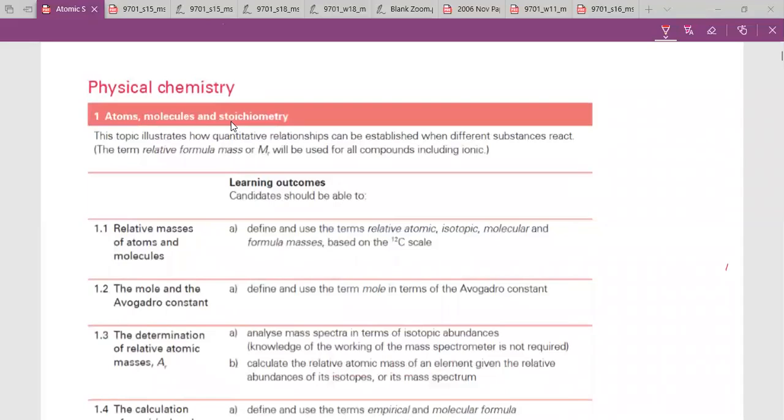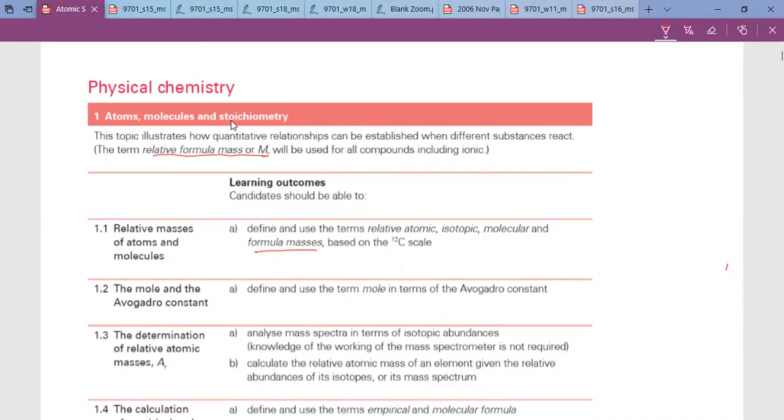The topic illustrates how quantitative relationships can be established when different substances react. The term relative formula mass will be used for all compounds, including ionic. So this is very important that we state here first. Last time, this one was used only for ionic compounds. So relative formula mass, you can see here, right?